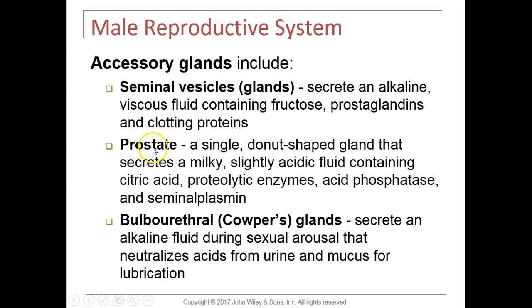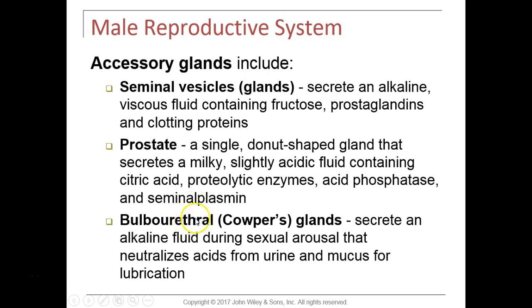The prostate gland is a single gland. It's shaped like a donut, and it surrounds the urethra. It produces a milky, slightly acidic fluid that contains citric acid, some enzymes that can lyse proteins called proteolytic enzymes, acid phosphatase, and some enzyme called seminal plasmin.